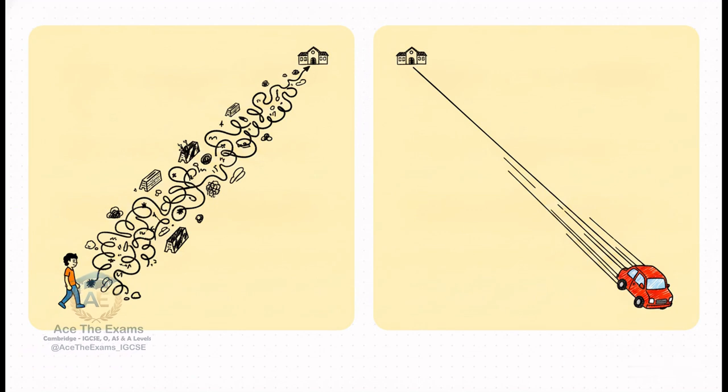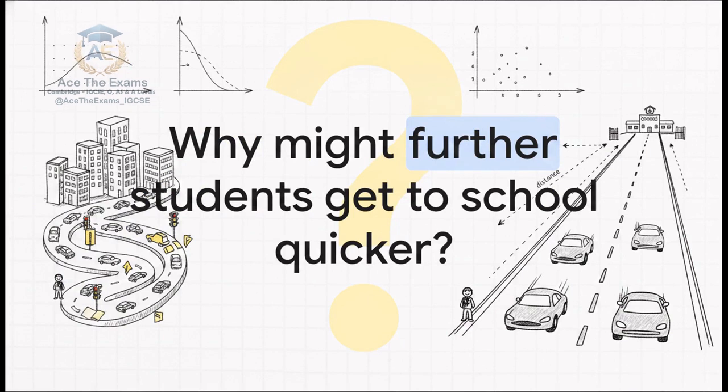But what's really interesting here is the anomaly. Look at student A. They live 15 kilometers away, and it takes them 40 minutes to commute. But then you have student B, who lives 25 kilometers away, which is significantly further, yet their commute is only 31 minutes. No way, right? Think about this for just a second. Why on earth might students living further away actually get to school quicker?